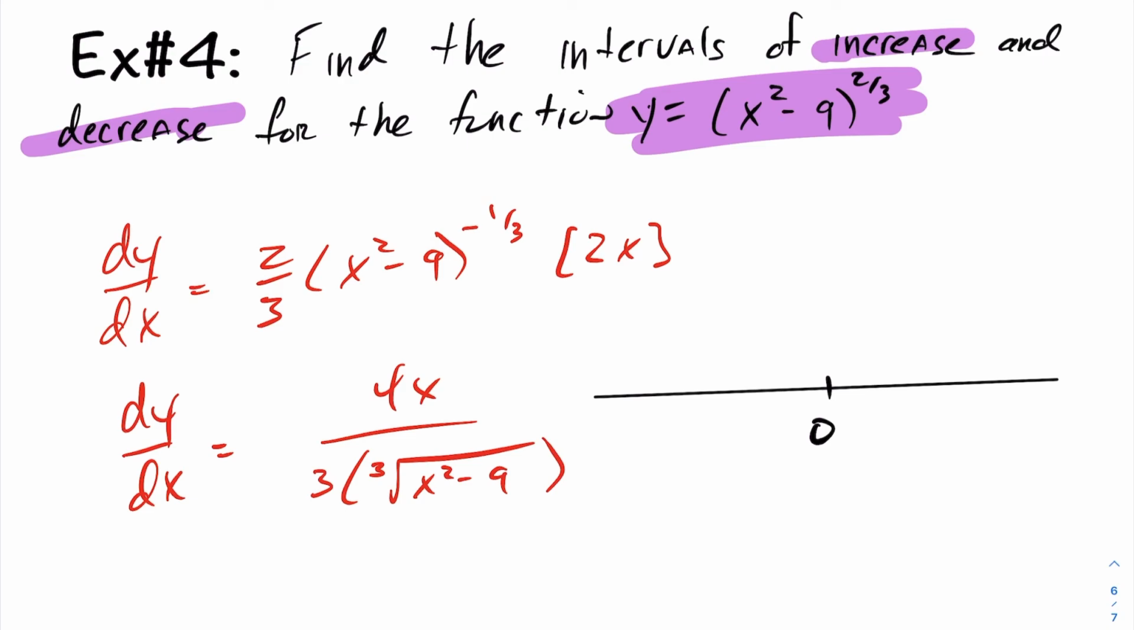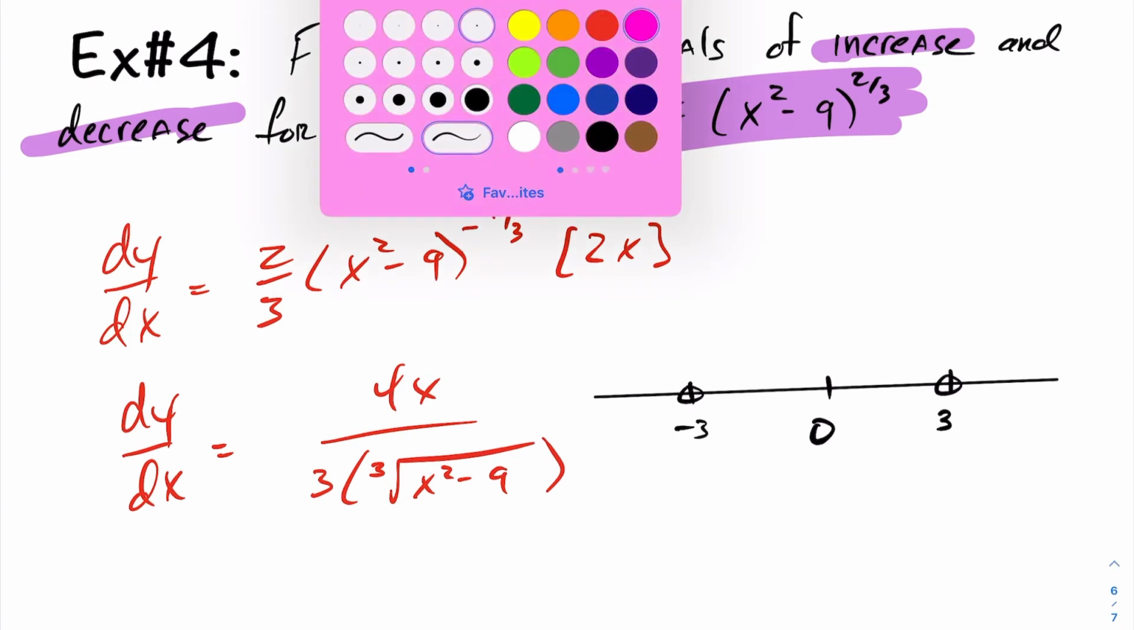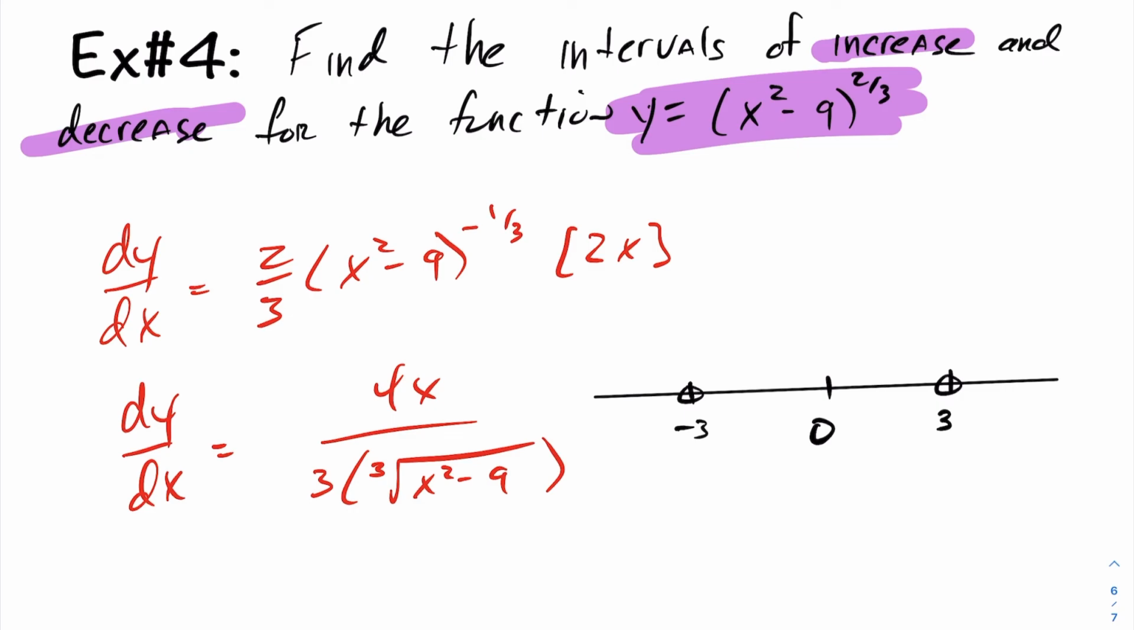Also at plus or minus 3 here, we have points where the derivative is not defined. So now we want to examine these intervals. If I pick a number greater than 3, let's say 10, and we sub that in, we'll get a positive value. Now pick a number between 0 and 3. Let's say I pick a 2. Subbing in a 2 here, I'm going to get a negative value.